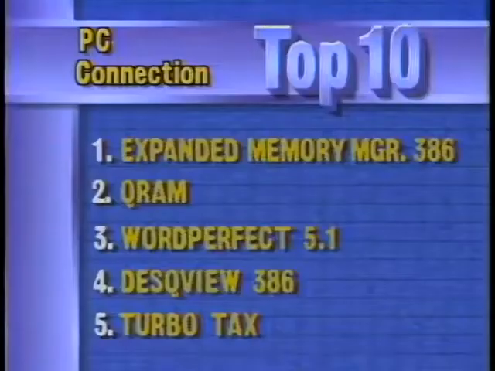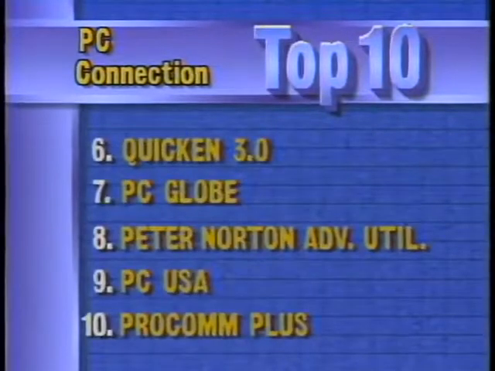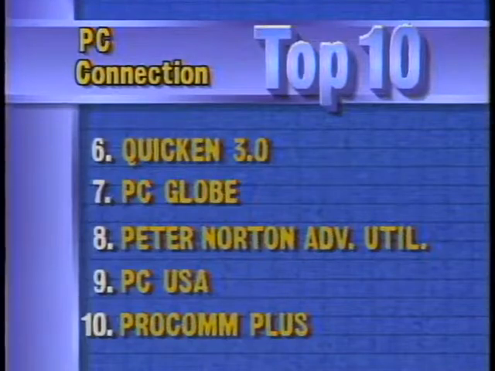Well, this week we take a look at the top-selling software programs for the PC according to PC Connection. Topping the list are Expanded Memory Manager and QRAM, both from Quarterdeck, followed by WordPerfect 5.1, DESQview, and TurboTax. Quicken 3.0 is number 5, followed by PC Globe, Peter Norton Advanced Utilities, PC USA, and ProComm Plus.